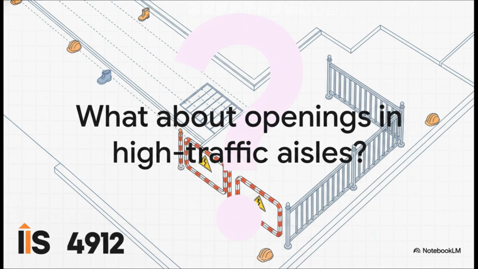Now, this is a great question because every site supervisor has run into this. You've got, say, a hatch to a basement, but it's smack in the middle of a main hallway. You can't just put a permanent railing there. It would block everything. So what's the solution?